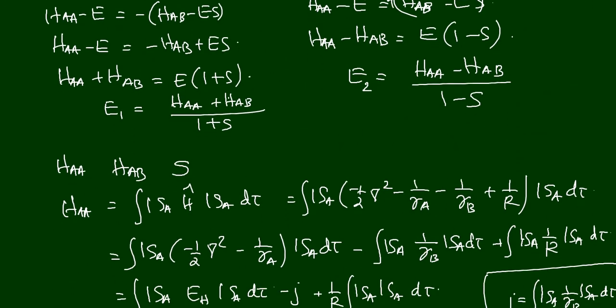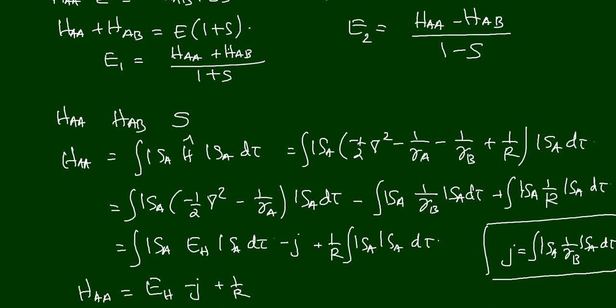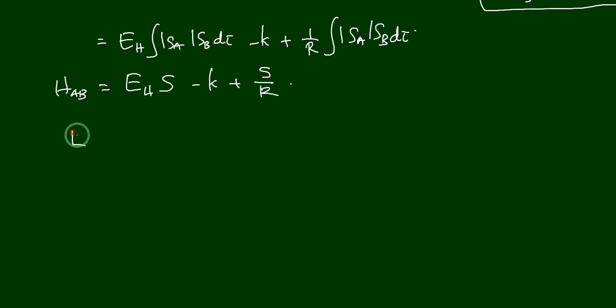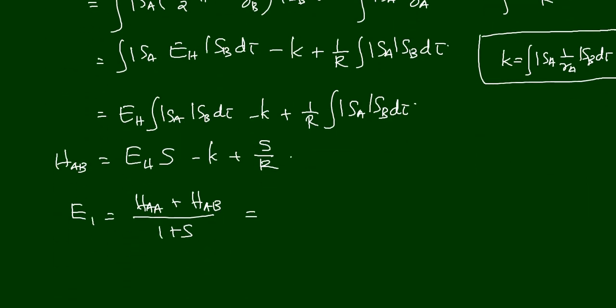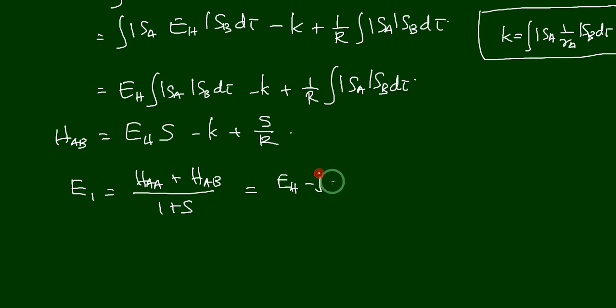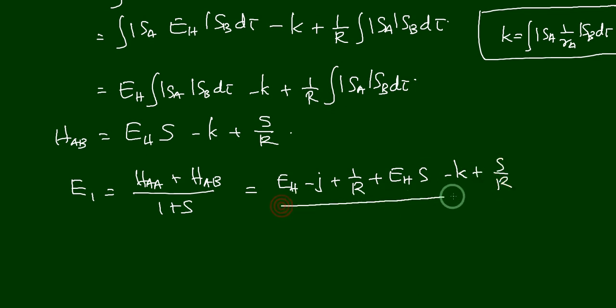for E1 and E2. Okay, E1 is equal to HAA plus HAB divided by 1 plus S. So that is equal to, what is HAA? HAA is equal to, it is here, EH minus J plus 1 divided by R, plus HAB, that is EH S minus K plus S divided by R, the whole divided by 1 plus S.